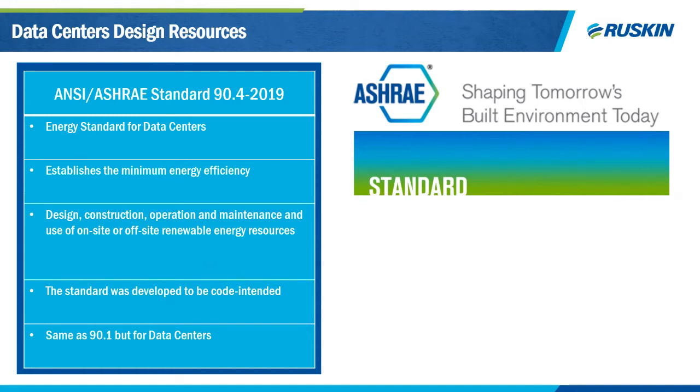So just like 90.1, you have a set of maximum allowable values that are listed in the standard, and that's based on a climate zone. You comply with the standard when your calculated values do not exceed the values listed in that standard. And just like 90.1, there's an alternative compliance path where you can do some trade-offs to comply with the standard. So again, this is an excellent source to use when designing, and not only designing, but also operating, maintaining, and perhaps utilizing some on-site or off-site renewable energy sources.